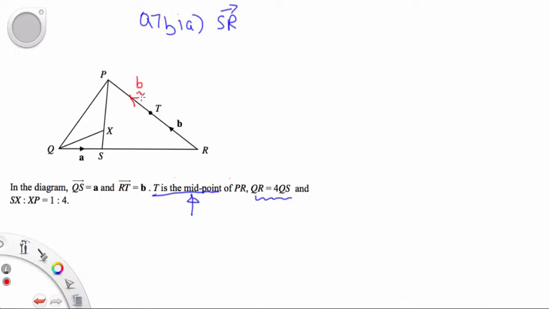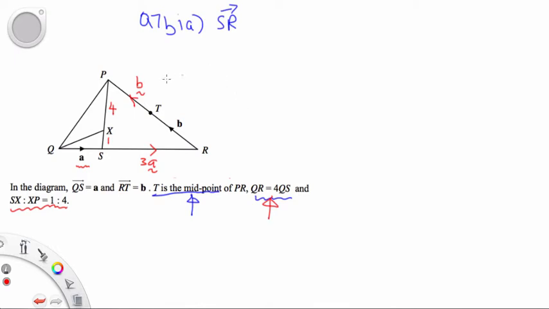B. Next, QR is equal to 4QS. Since QS is already A, SR is actually 3A. So this is the second thing we know. Now next, SX to XP is 1 is to 4. Same thing, write down 1 is to 4.